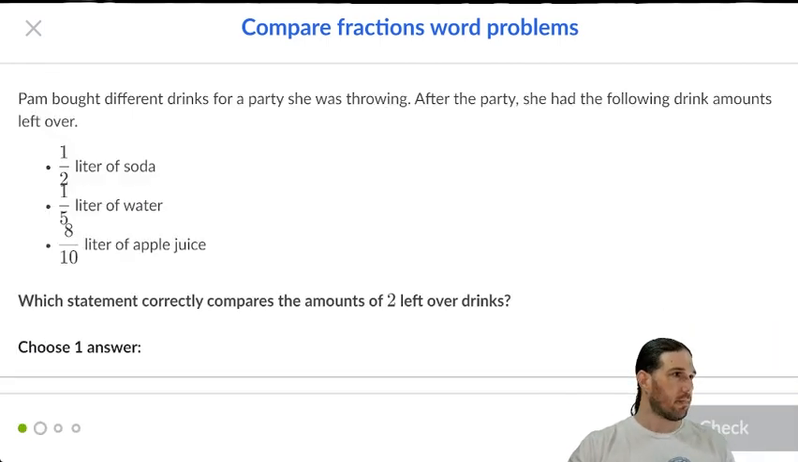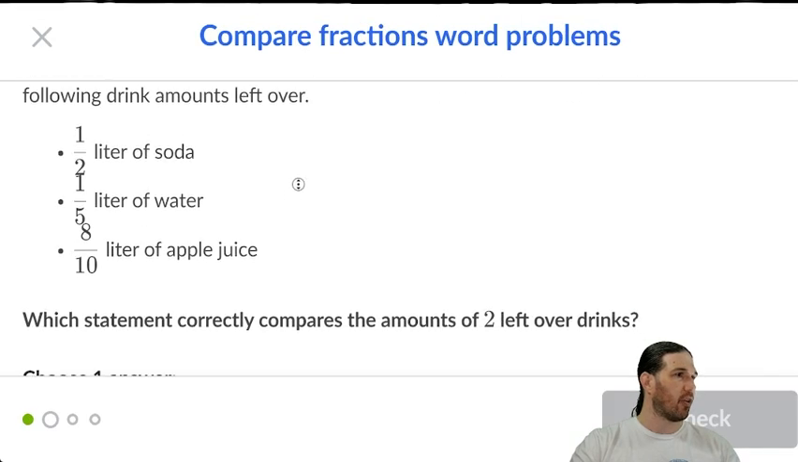Onward. Pam bought different drinks for a party she was throwing. After the party, she had the following drink amounts left over. Wow, this is not well done. This is an ugly problem. Look at that. They're all overlapping.